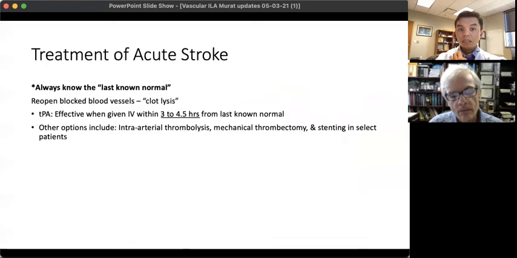So what can we do in this stage? We can try to reopen the blocked blood vessel, so clot lysis. The one thing you'll hear about the most is something called TPA, and that's most effective when it's given intravenously, so IV, within 3 to 4.5 hours in some situations from that last known normal. There are other options that include thrombolysis intraarterially, actually mechanically pulling out the clot, or even stenting in some patients.